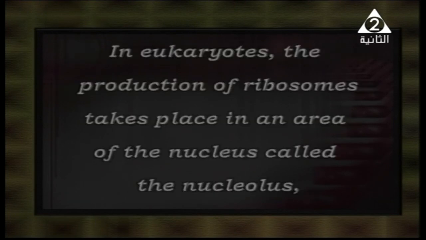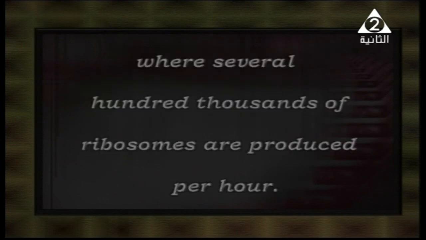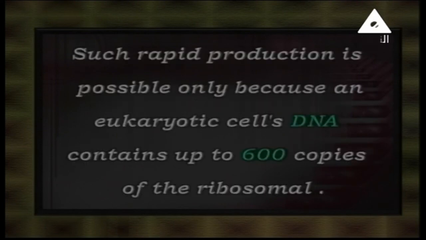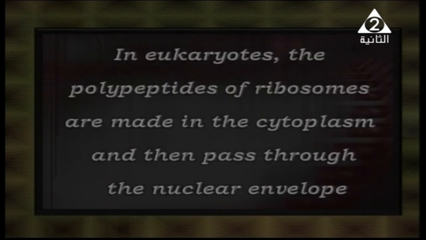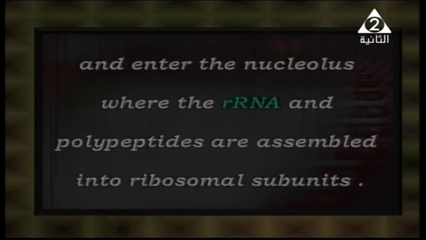In eukaryotes, the production of ribosomes takes place in an area of the nucleus called the nucleolus, where several hundred thousand ribosomes are produced per hour. Such rapid production is possible only because a eukaryotic cell's DNA contains up to 600 copies of the ribosomal gene. In eukaryotes, the polypeptides of ribosomes are made in the cytoplasm and then pass through the nuclear envelope. After this, they enter the nucleus where the rRNA and polypeptides are assembled into ribosomal subunits.